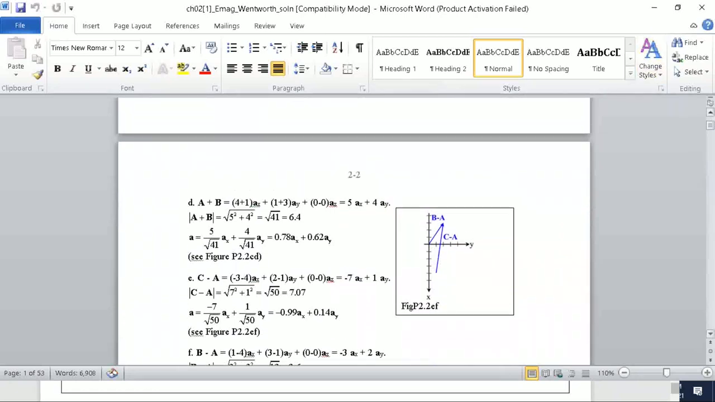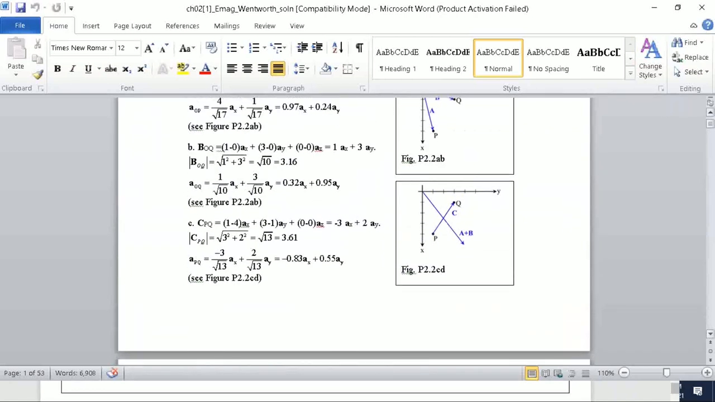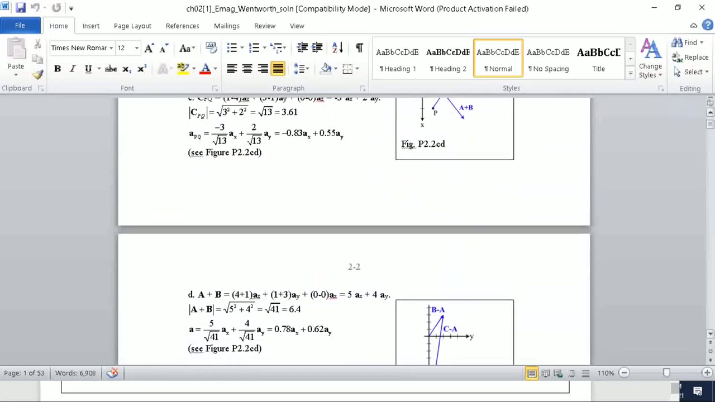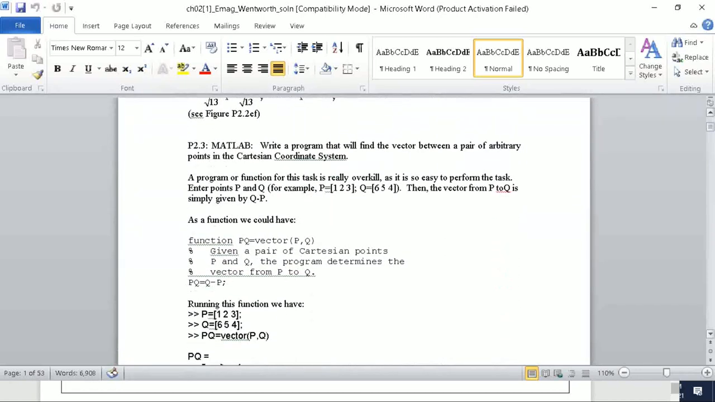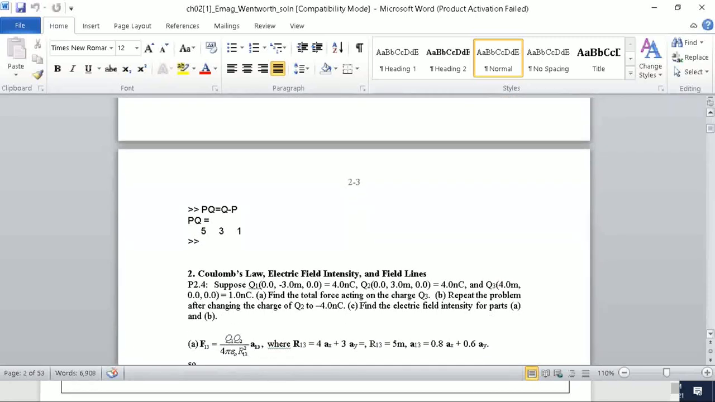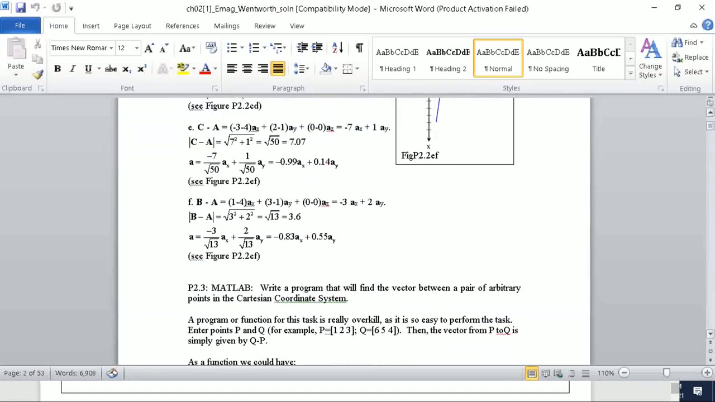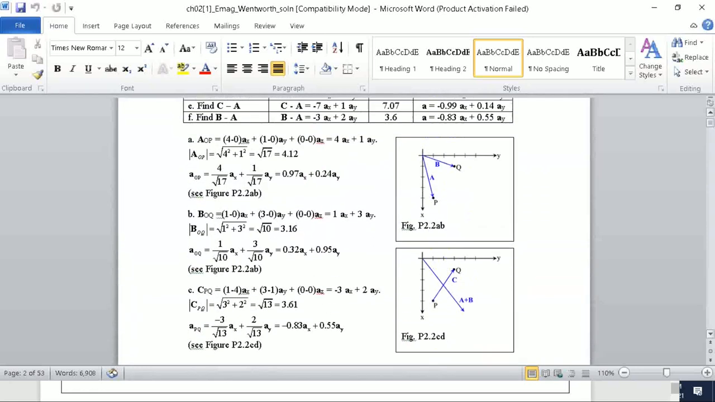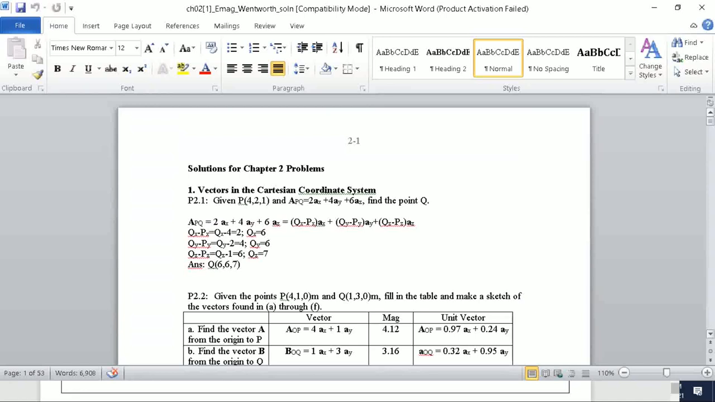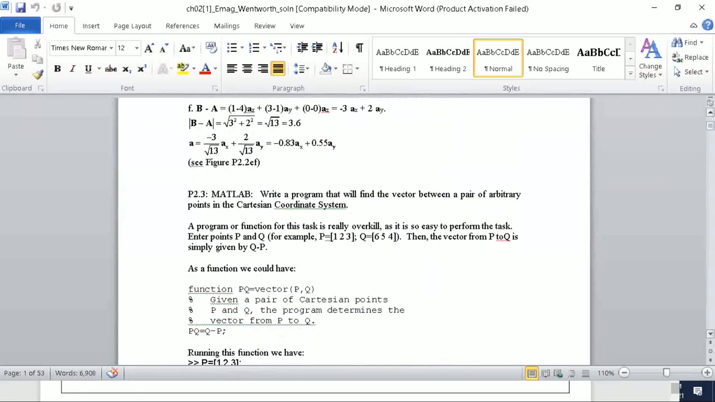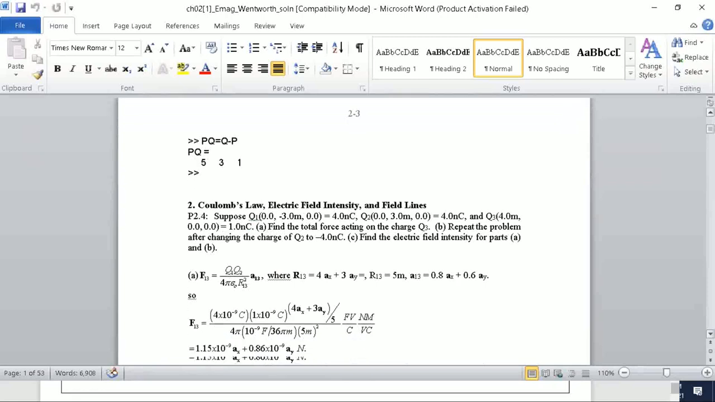Which one is this now? We don't reach this yet. I was hoping we have an example of the other coordinate systems, but we might have to get back to that.